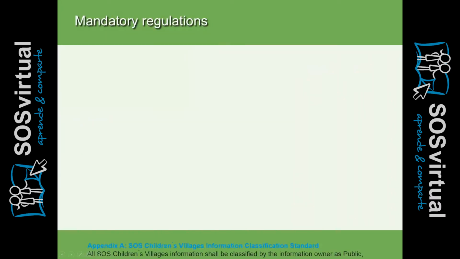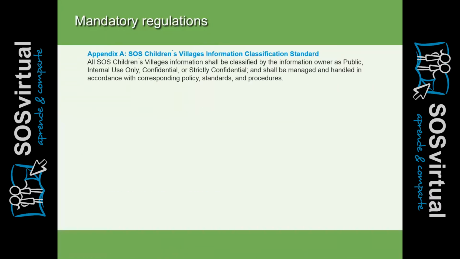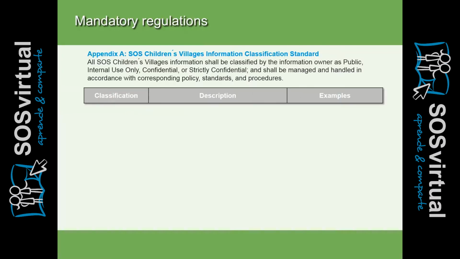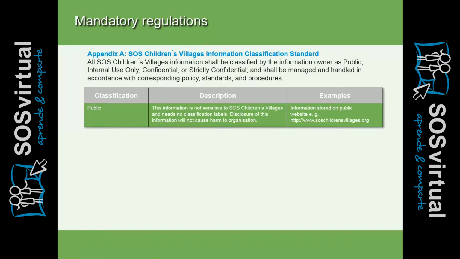For a better understanding, we can look at this classification table with a brief description and some examples for each case. The first level of classification is public. This information is not of a sensitive nature for SOS Children's Villages, and therefore does not need a label. The disclosure of this information will not cause any kind of damage to the organization. An example is all the information available in the public domain of SOS, such as our organizational websites.